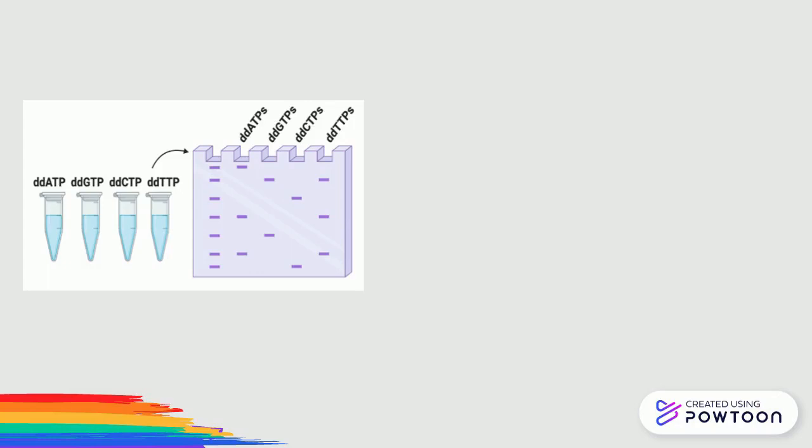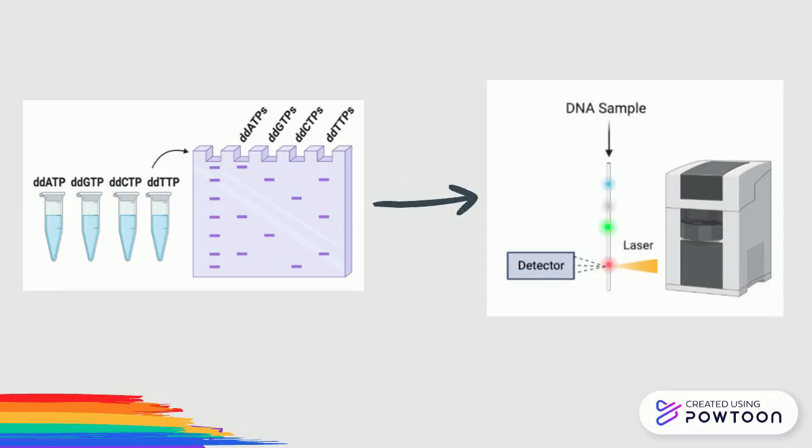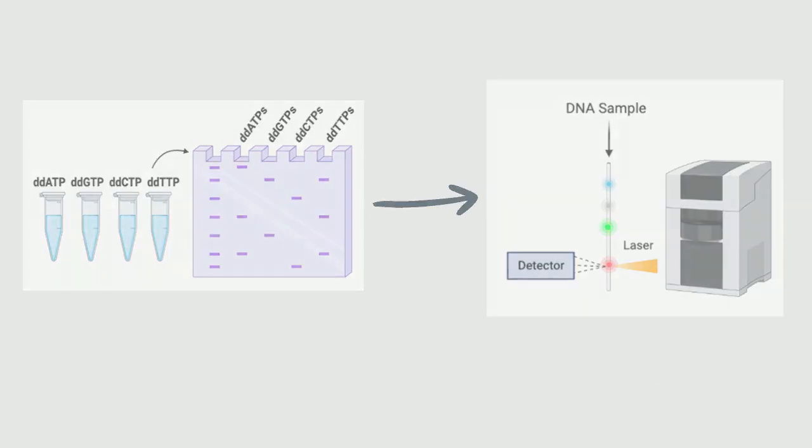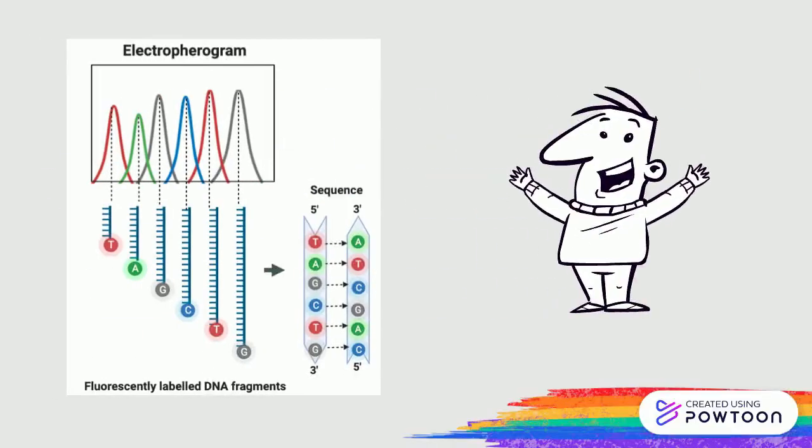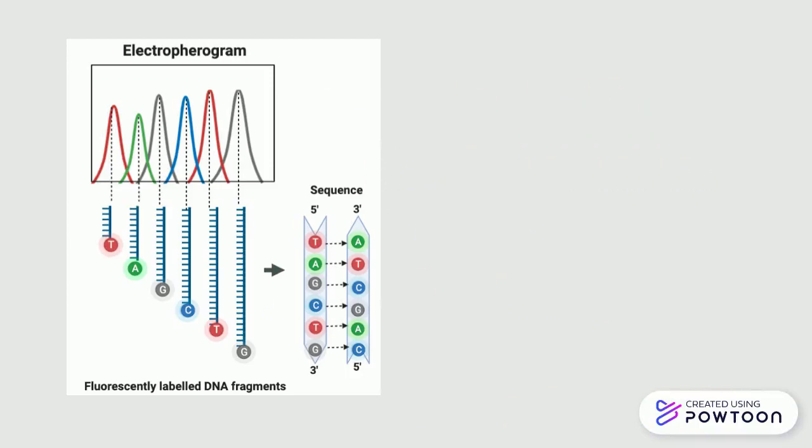the gel. Currently, fragments are loaded in a capillary gel and an electric field is applied to separate the fragments by length. Spectrophotometric analysis is used, where a laser detects the respective fluorescence of the ddNTPs. The fluorescence is displayed in an electropherogram, and the fragment length allows the order of the nucleotide bases to be distinguished. Hooray! We can now identify daughter strands.